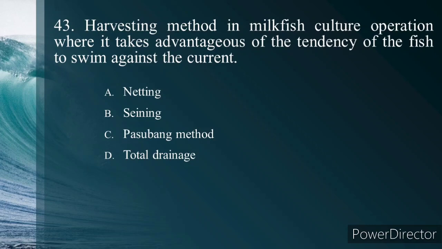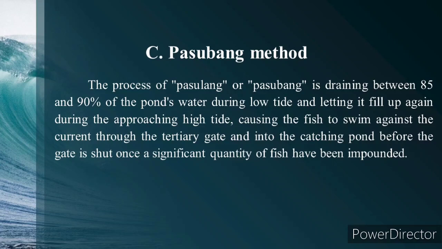The process of pasulang or pasubang is draining between 85 and 90% of the pond's water during low tide and letting it fill up again during the approaching high tide, causing the fish to swim against the current through the tertiary gate and into the catching pond before the gate is shut once a significant quantity of fish have been impounded.